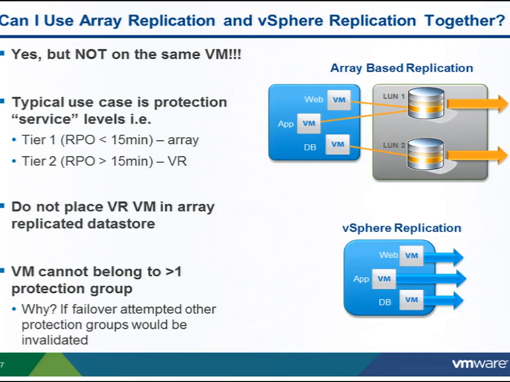Virtual RDMs, fine, because that goes through the SCSI path. Multi-writer VMDKs, we don't support those. And there are a couple of other things, and they're detailed in the release notes. ISOs and templates and things along those lines.